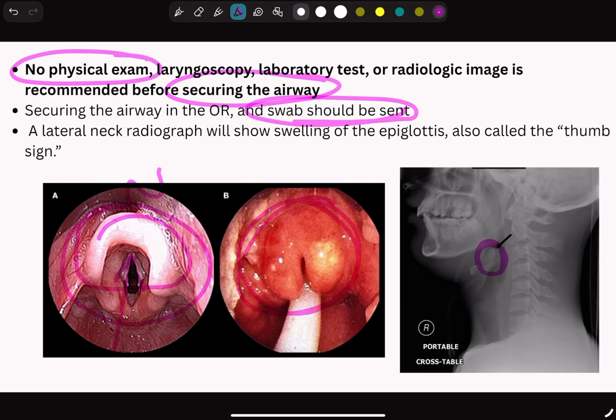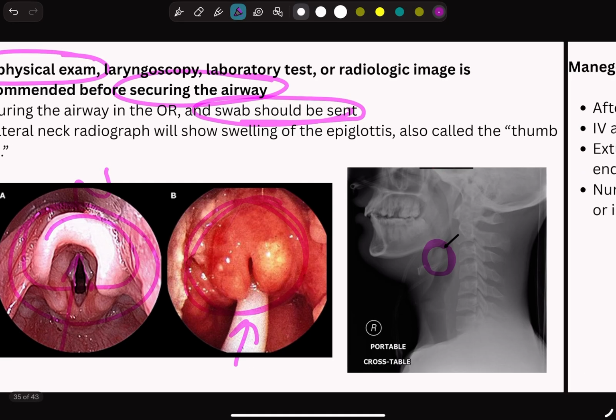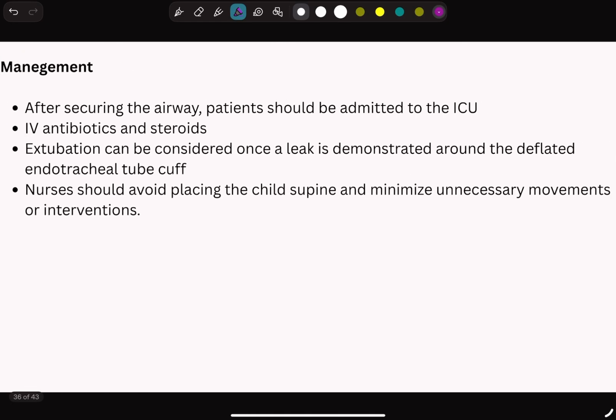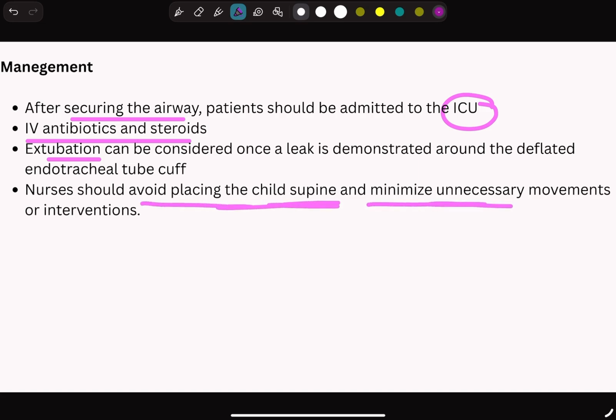We need to intubate them, put them in the ICU, monitor them, start them on antibiotics until they improve. So, as I said, after securing the airway, they need to be admitted to the ICU, IV antibiotics, steroids, and then if they meet the criteria for extubation, then we can extubate them. So avoid placing them in supine position, and we need to minimize unnecessary intervention.